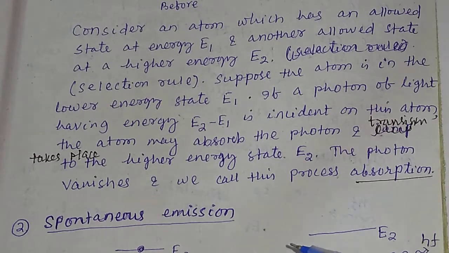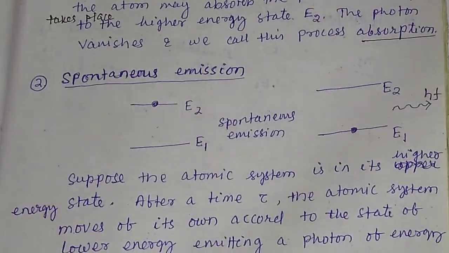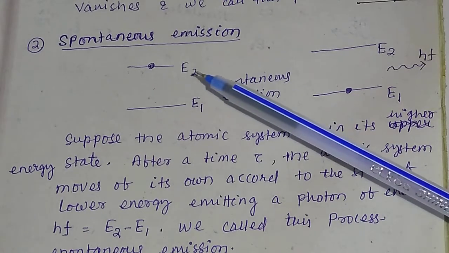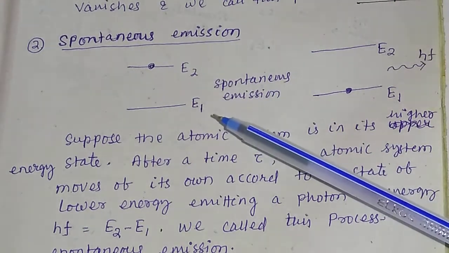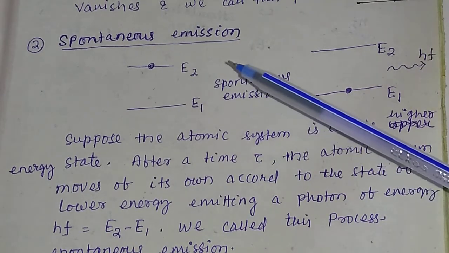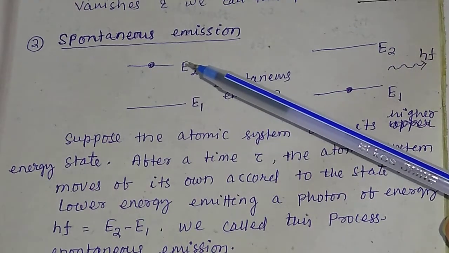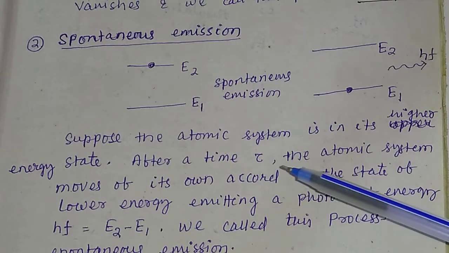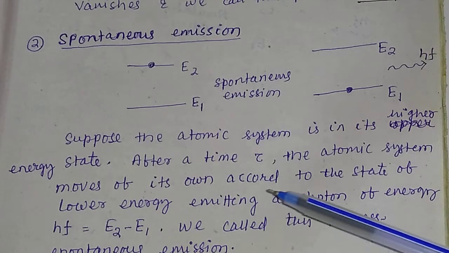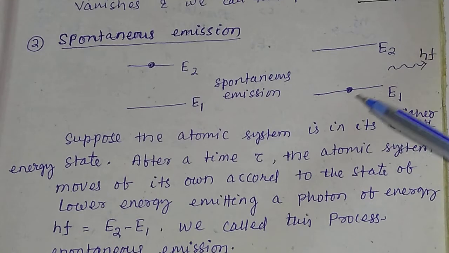Now let us know what spontaneous emission is. What happens in spontaneous emission? As we have discussed, this is your higher energy state E2, and this is your lower energy state E1. Suppose the atomic system is in its higher energy state, the initial state. After a time, let us say tau, the atomic system moves of its own accord to the lower energy state, emitting a photon of energy hf.